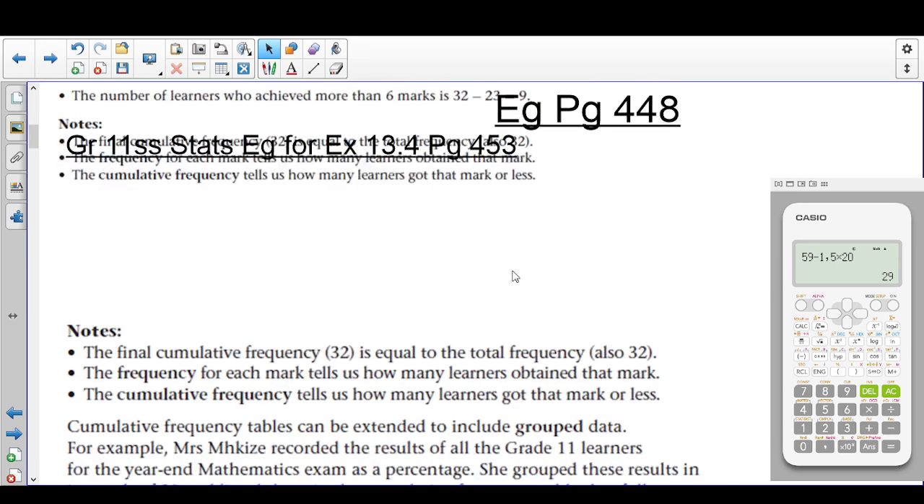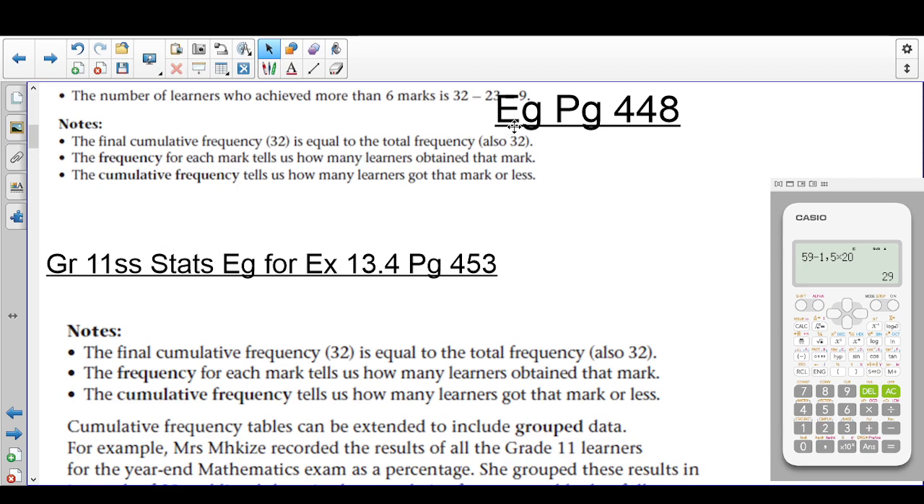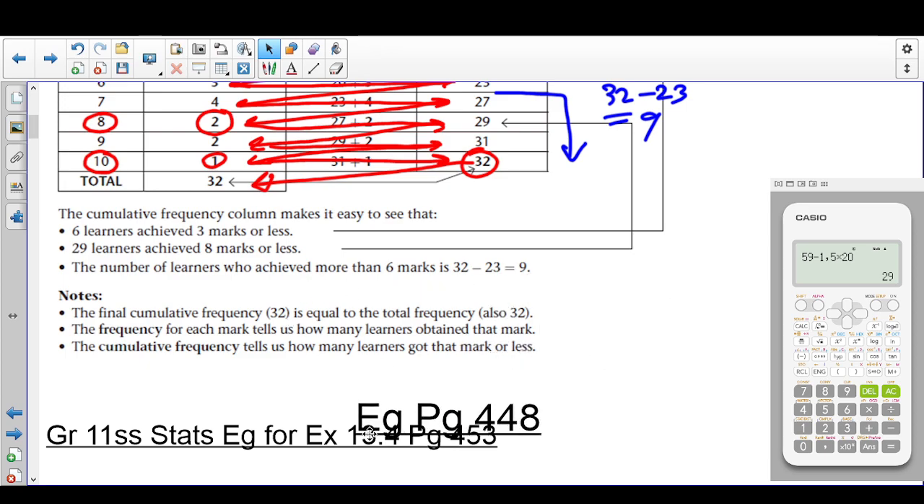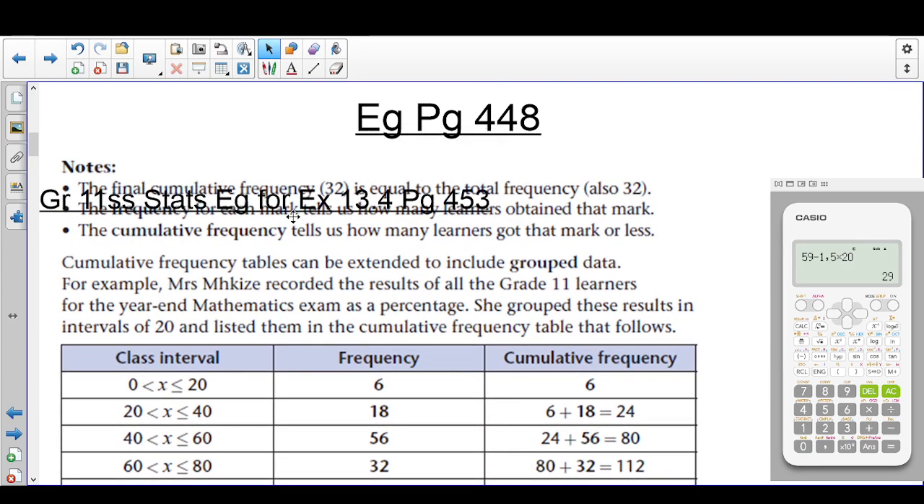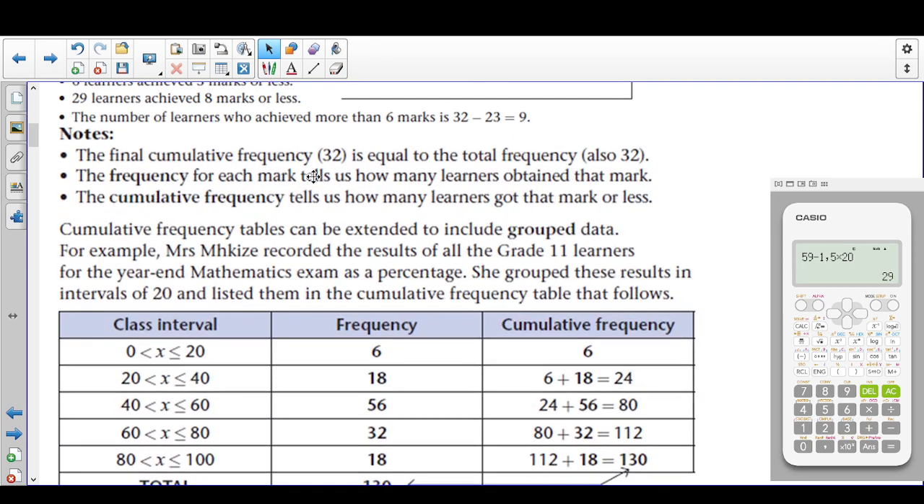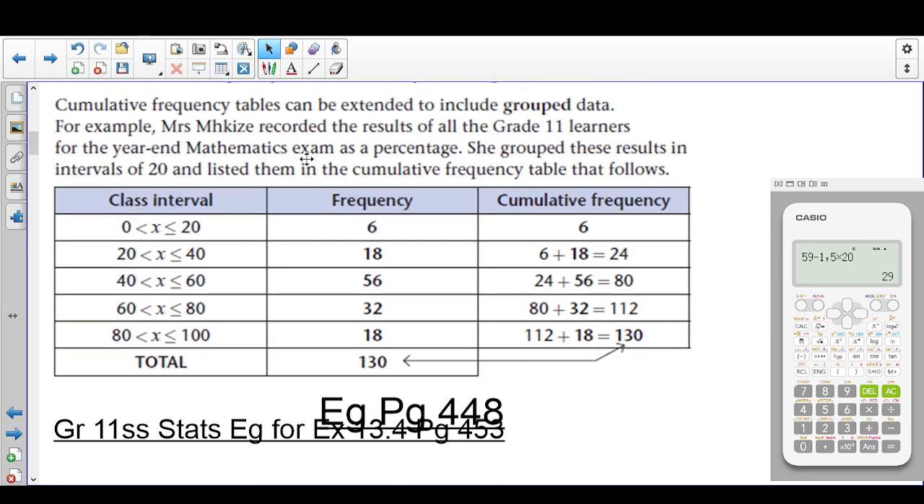Let's look at the next statement here. Note the final column, the final cumulative frequency, 32, is equal to the total frequency, also 32. We indicated that the frequency for each mark tells us how many learners obtained that mark. The cumulative frequency tells us how many learners got that mark or less. Already I've highlighted that phenomenon there. The cumulative frequency can be extended to include grouped data.